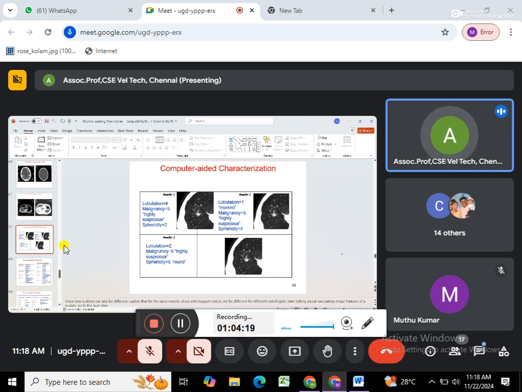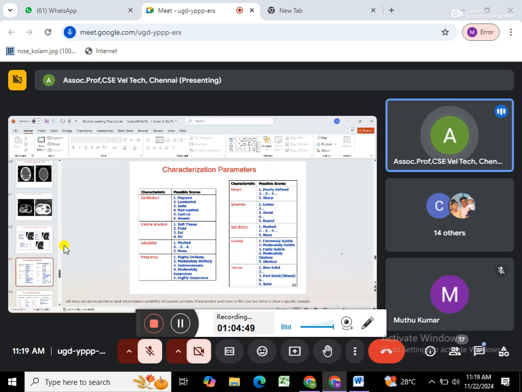Now reader one is calculating the first type of features: lobulation for malignancy 5, highly suspicious, sphericity 2. One type of image is given with those values, right? And second reader value marked as 1, malignancy 5, highly suspicious, sphericity 4. And third reader, of course, we have lobulation value 2 only, malignancy 5 and sphericity maybe 5. Like that only we have to calculate. And all types of parameter calculation are also given here with our CAD system as well as the radiologist values.